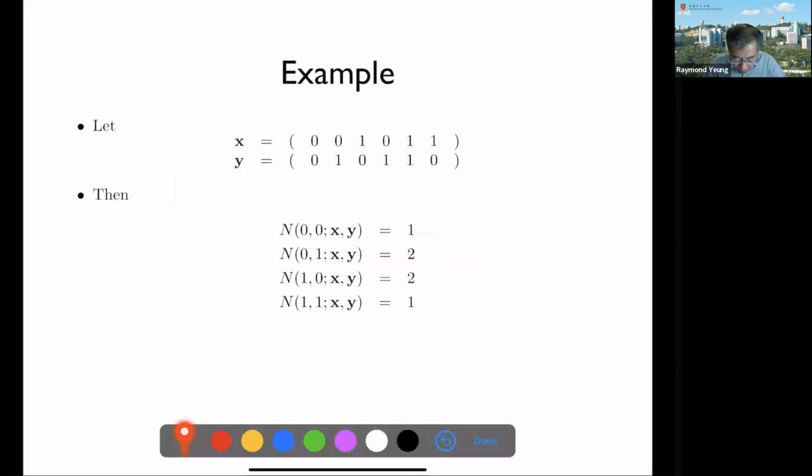Now here's a quick example. In this case, n is equal to 6. Okay, the length is 6, and x is this sequence and y is this sequence. The number of occurrences of (0,0) is equal to 1. It's only one occurrence. The number of occurrences of (0,1) is equal to 2. The number of occurrences of (1,0) again is equal to 2, and the number of occurrences of (1,1) is equal to 1. Okay.